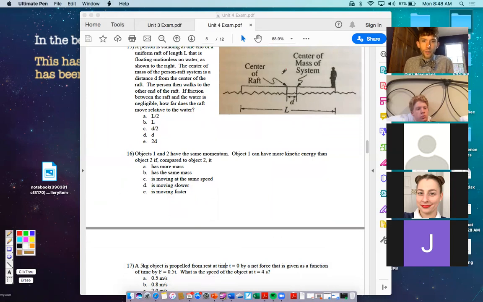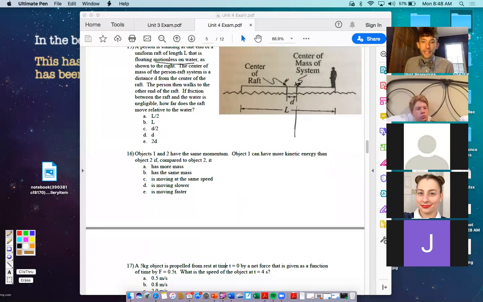So a person is standing on one end of a uniform raft of length L. It's floating motionless on the water. So once again, there are no external forces affecting the thing. The center of mass of the system has got to stay right there from an external point of view. It's like the center of mass is anchored right here. The person can move and the boat can move, but the center of mass of the system from an external point of view cannot move. So if the person moves all the way to the other end of the raft, how does the raft move?